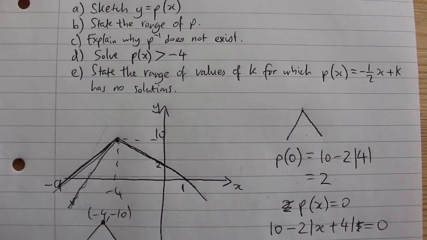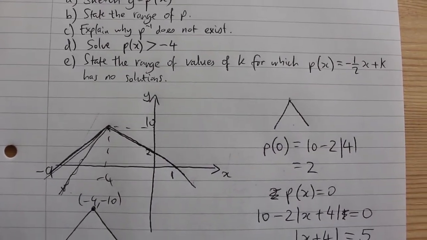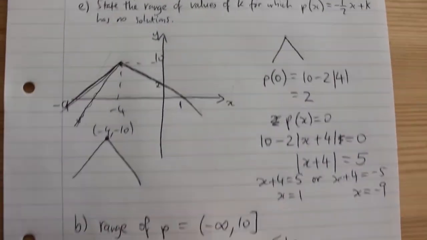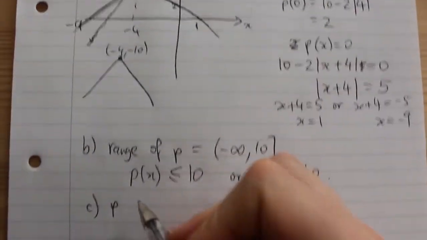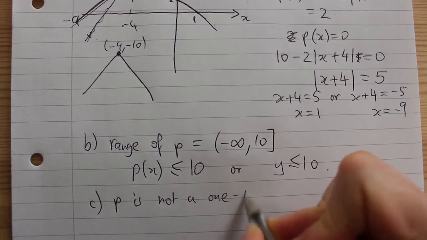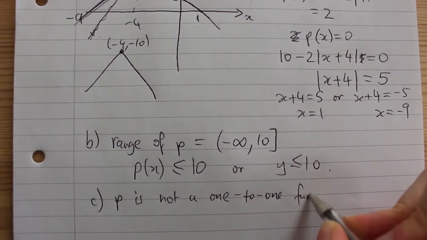And then part C, explain why p inverse does not exist. Well, p is not a one-to-one function, so only one-to-one functions have inverses. Because p is many to 1, the inverse cannot exist.